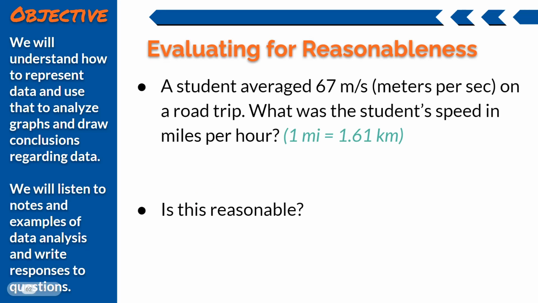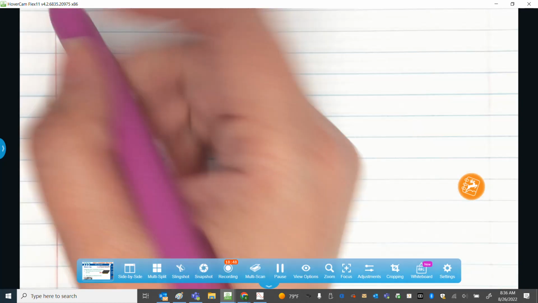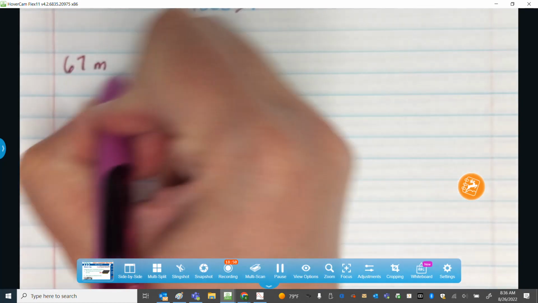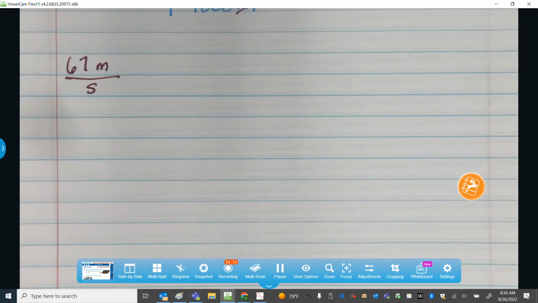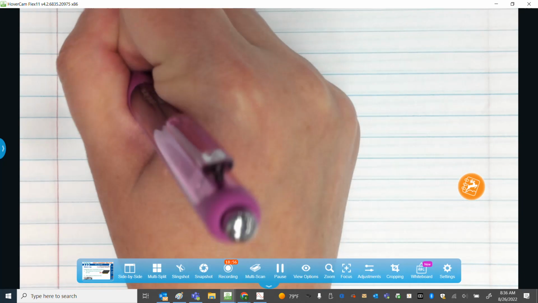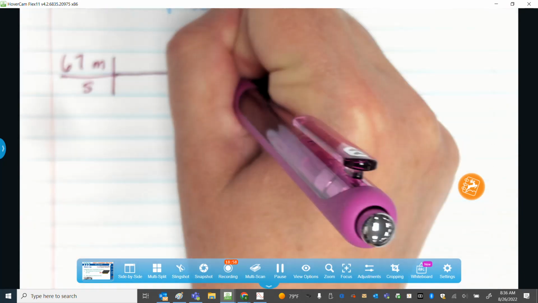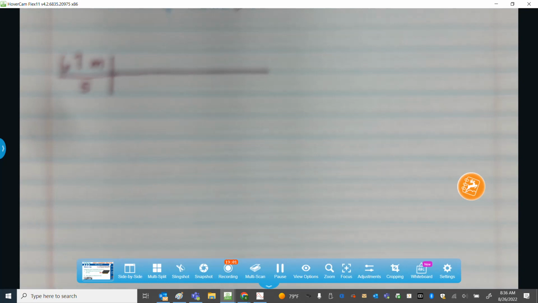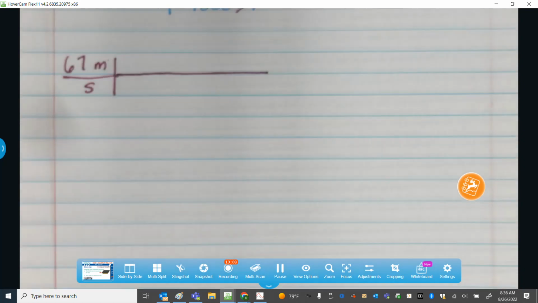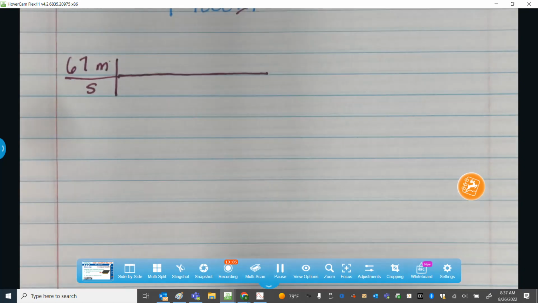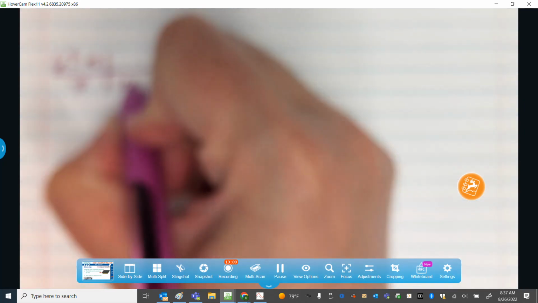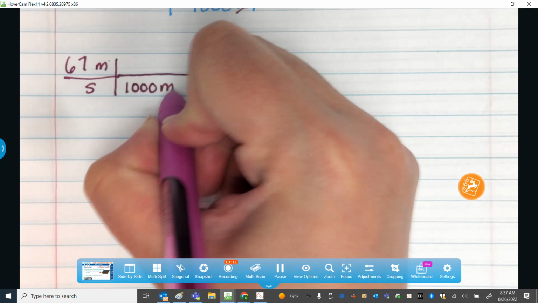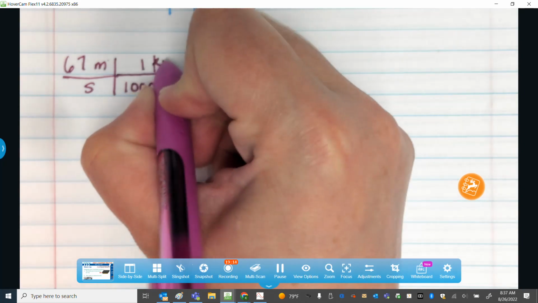67 meters per second. We're going to convert it to miles per hour. So 67 meters per second. We're going to put the seconds on the bottom because it's a fractional unit. And we need to convert to miles per hour. And so we're going to convert meters to miles and seconds to hours. There are two different parts to this calculation. It doesn't really matter which one you do first, but I'm going to start by messing with the distance unit. I know that there are 1,000 meters in 1 kilometer.